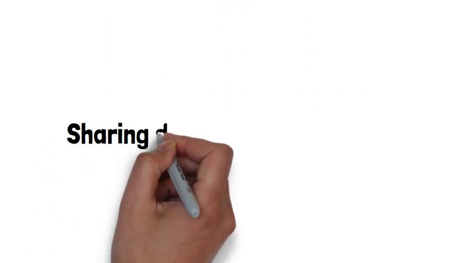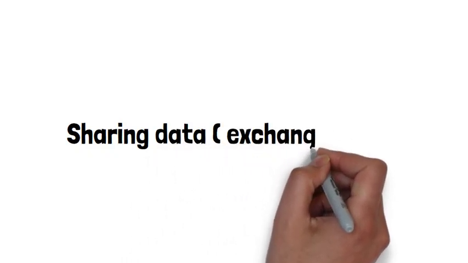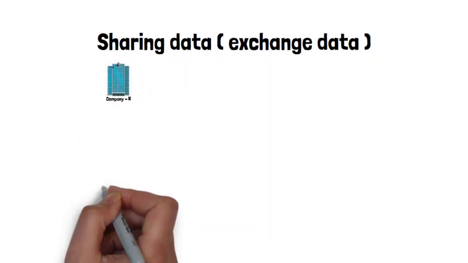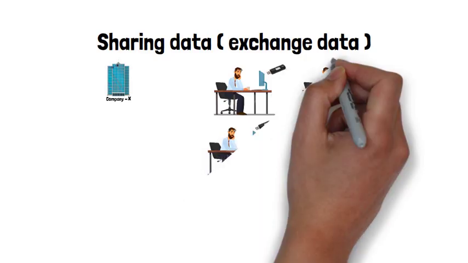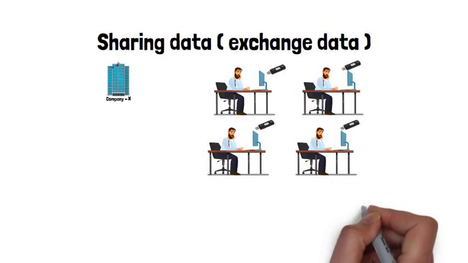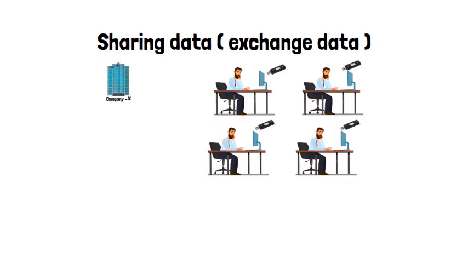The second main goal of having a network is sharing data, which means exchanging data. For example, in Company X, the same 4 employees are working on a specific project. Each employee has a role in this project. One employee works on it, and another continues from where the first stopped. If there is no network, what do you think will happen? The employee will need to use a storage device, such as a USB flash drive, copy the project onto it, and give it to the next employee so they can continue working on it. If there is a third employee, the same process will happen again.